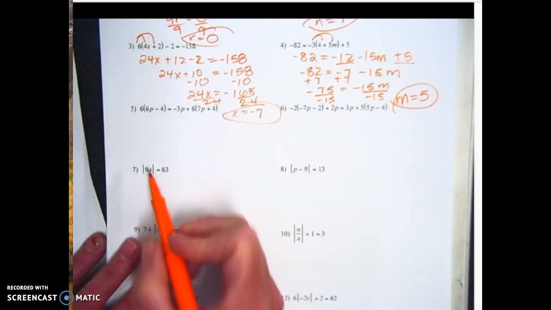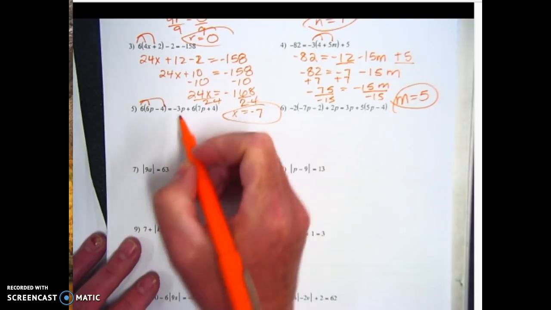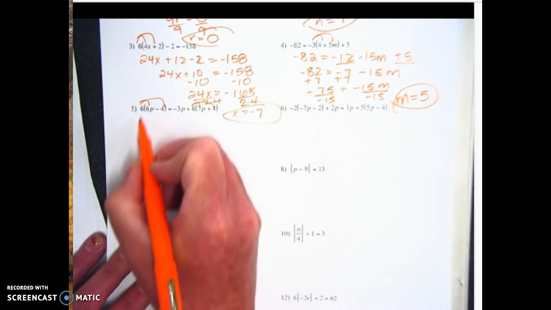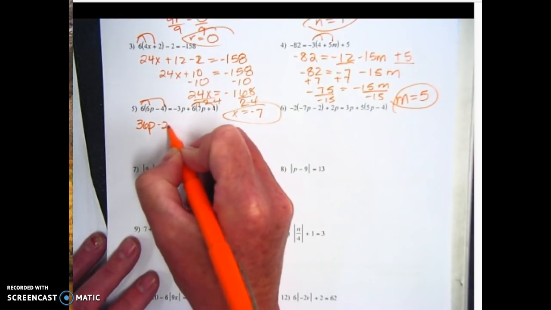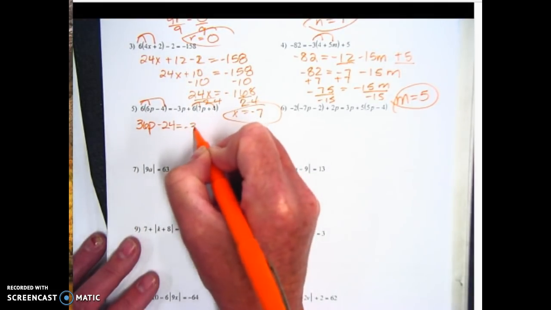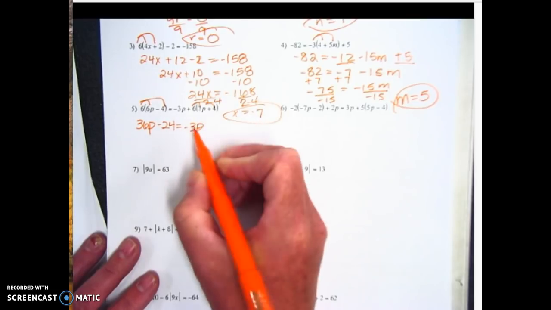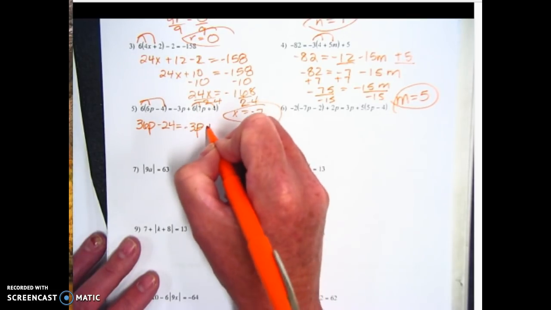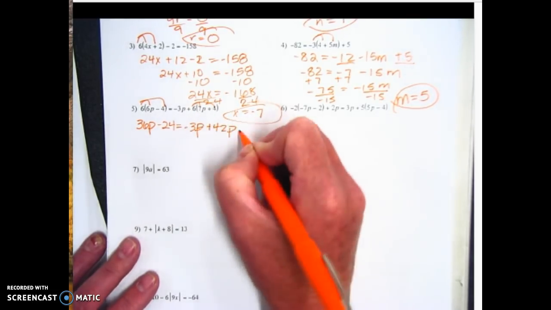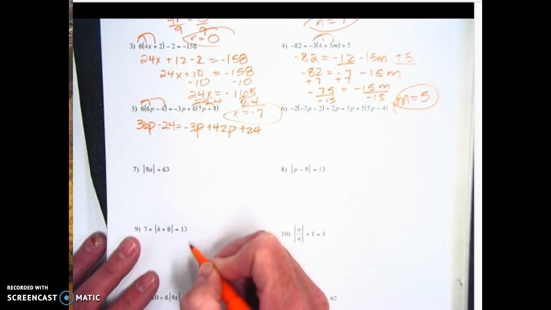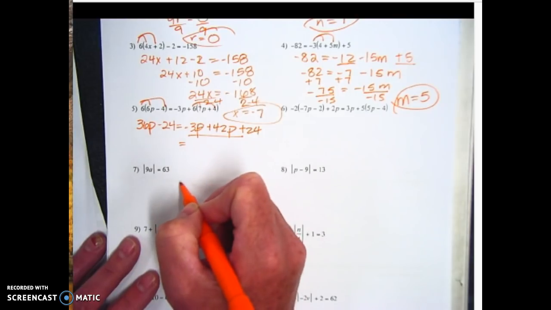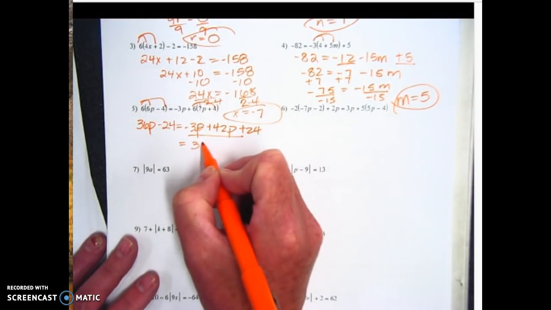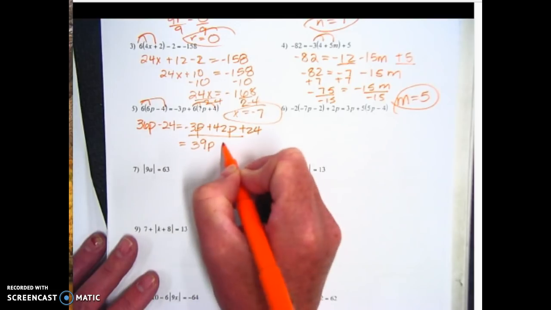All right, jumping down to problem number 5. We've got distributing on the left and on the right. So 6 times 6p is 36p. 6 times negative 4 is negative 24. Over here, we've got 6 times 7p, so 42p. And 6 times 4 is 24. I've got some like terms on the right here, so let's combine these two. That gets us to 39p.